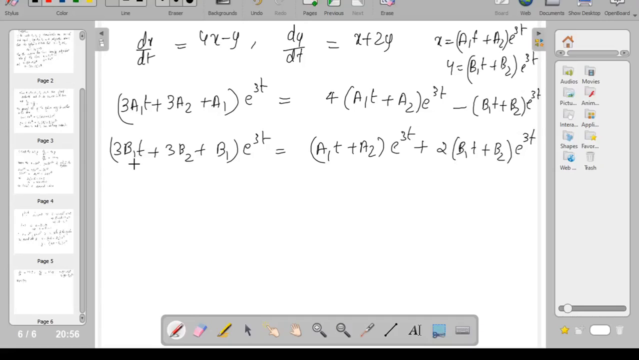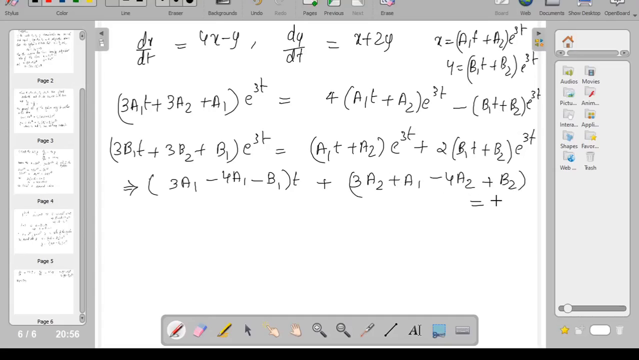Now when you simplify the equation, take the t terms and the constant terms together. Then you will get 3a1 minus 4a1 minus b1 times t plus 3a2 plus a1 minus 4a2 plus b2 equal to 0, and 3b1 minus a1 minus 2b1 times t plus 3b2 plus b1 minus a2 minus 2b2 equal to 0.